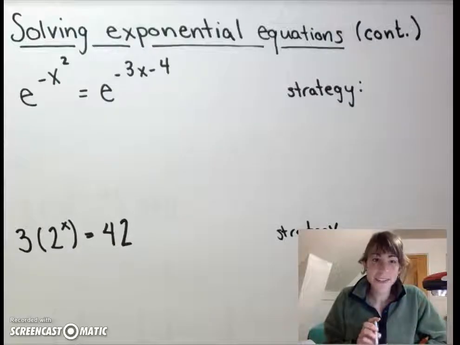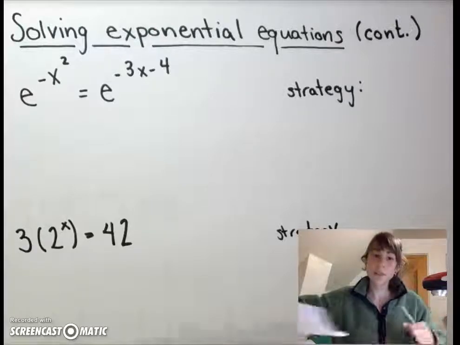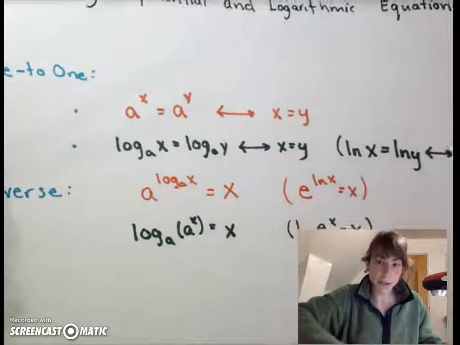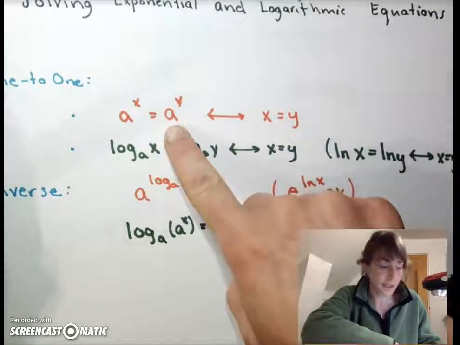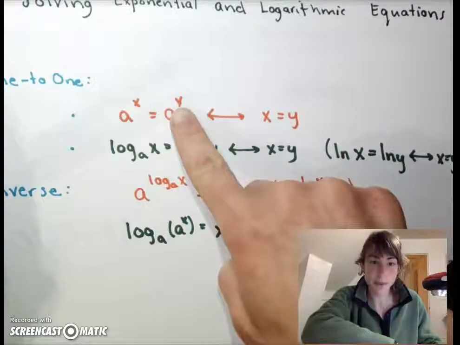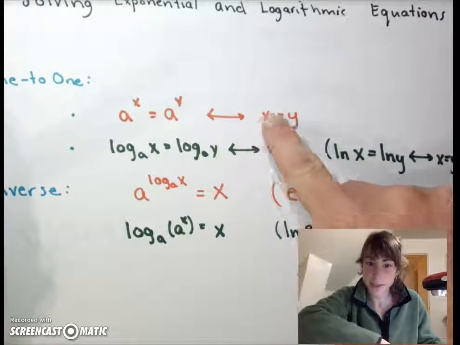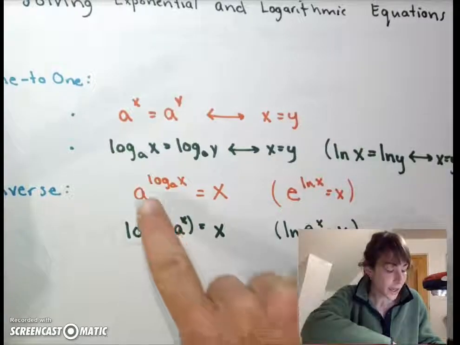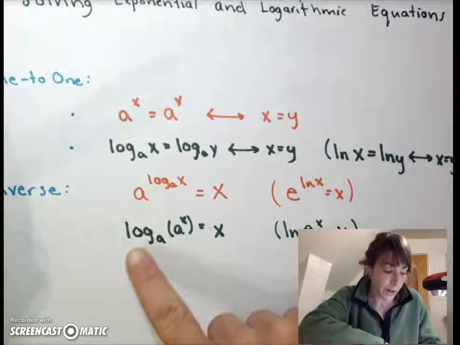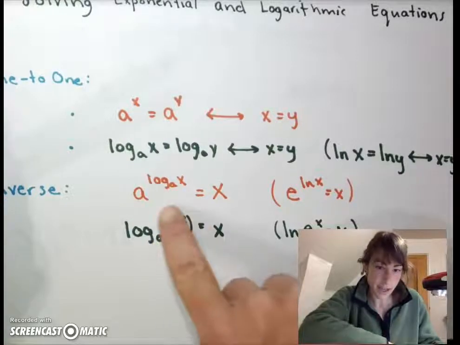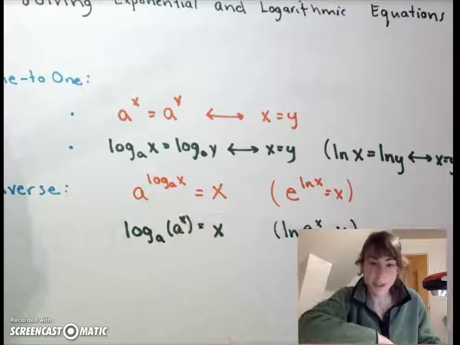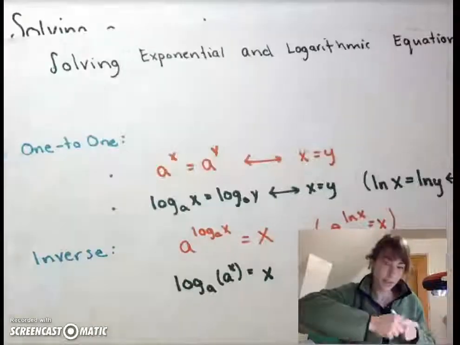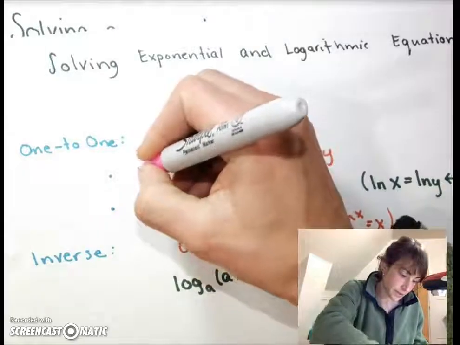Hi everyone, in this video we're going to solve some more complicated exponential equations, but we're still going to be using these same two main tools from the last video. The one-to-one property, where if I have the same base and two different exponents that are equal, that implies that those two things in the exponents are the same. And also this inverse property, where if I take a log of an exponent where the base of the log is the same as the base of the exponent, I'm just left with the thing in the exponent. So these are the two that I'll use most.